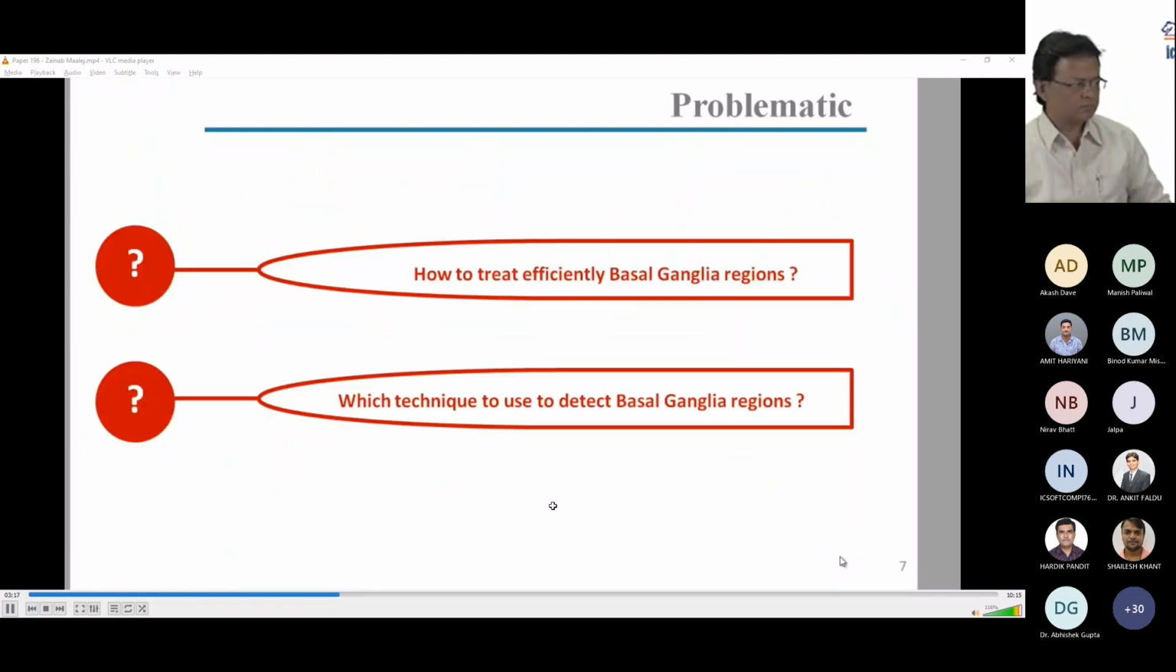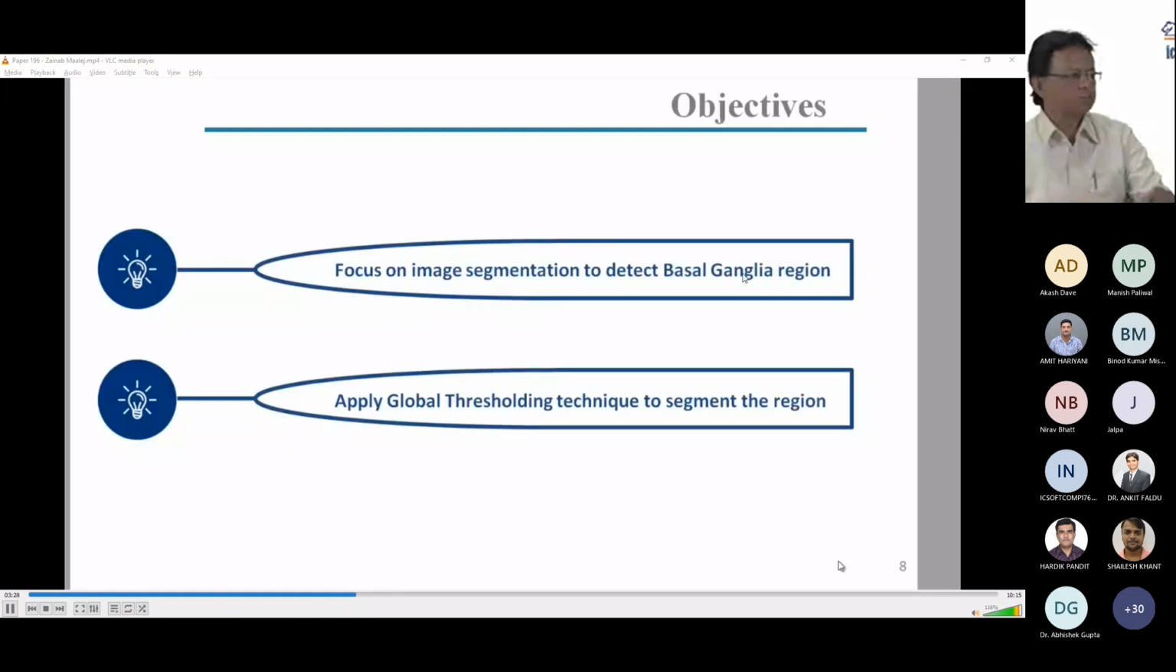specific patient. So how to treat efficiently basal ganglia regions and which technique to use to detect basal ganglia regions? In order to help and assist physicians in detecting precisely the basal ganglia region, we propose to gain from the performance of artificial intelligence techniques and focus on image segmentation.